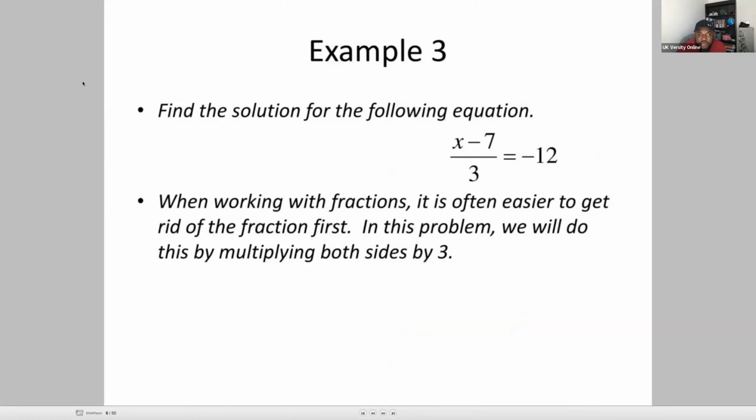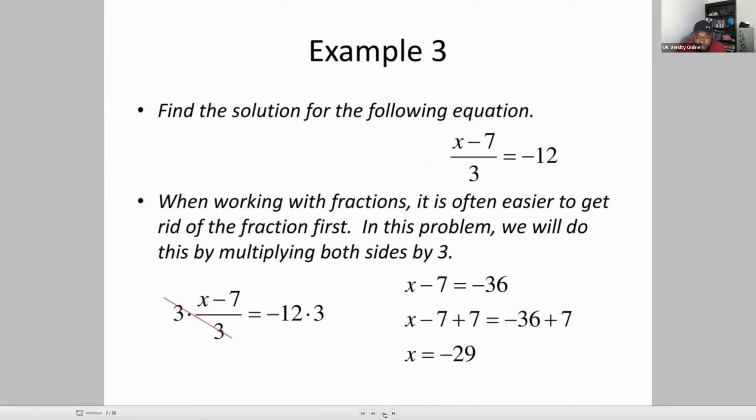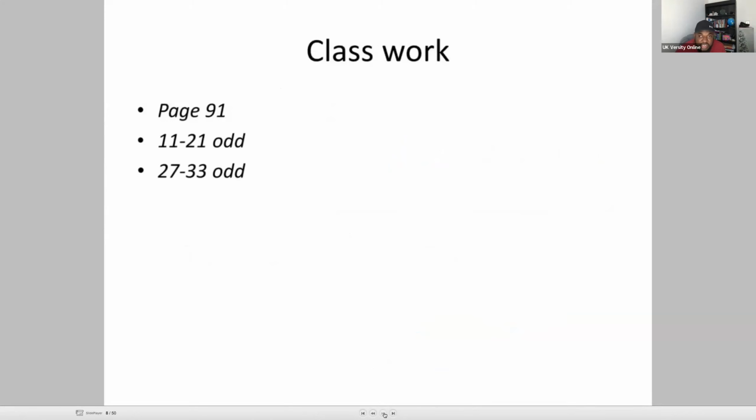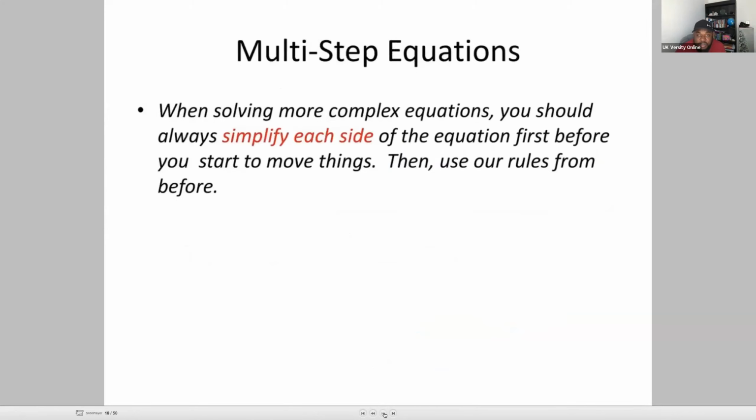You can pause this video, give yourself a question and have a go. So minus 29, you can see that one. Homework is going to be there. So you also have a multi-step question. Multi-step questions are the ones that have more than one step to solve.